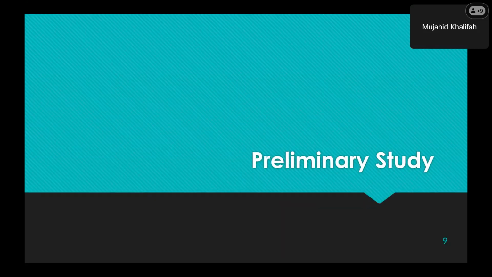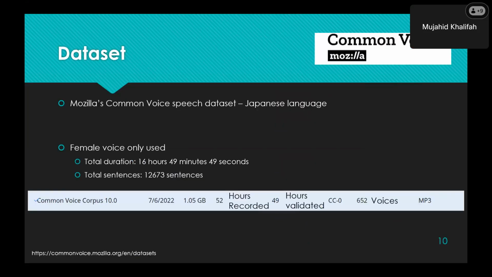As a preliminary study, Mozilla's Common Voice speech dataset, Japanese language, was used, and only the female voice files are used. So the total duration is 16 hours, 49 minutes, and 49 seconds. And the total is 12,673 sentences.